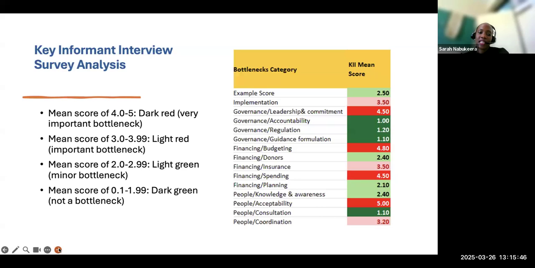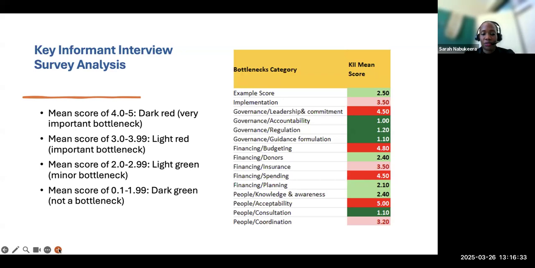The key informant interview survey analysis was done by getting mean scores. During the survey, we picked ratings across the different health system blocks, where they rated how important the bottleneck was on a scale of 1 to 5. A mean score of 4 to 5, which we called dark red, was a very important bottleneck that needed urgent attention. A score from 3 to 3.99 was light red, an important bottleneck, and light green, with a rating between 2 to 2.99, was a minor bottleneck.